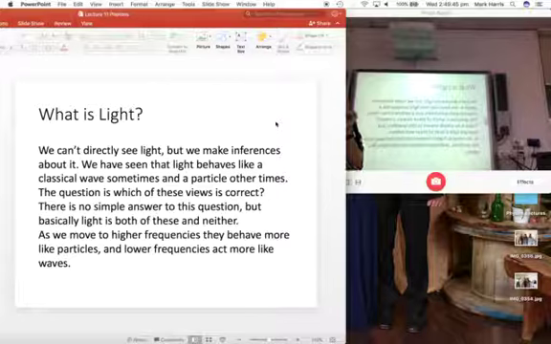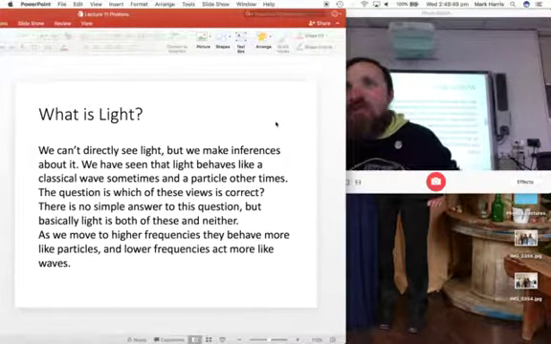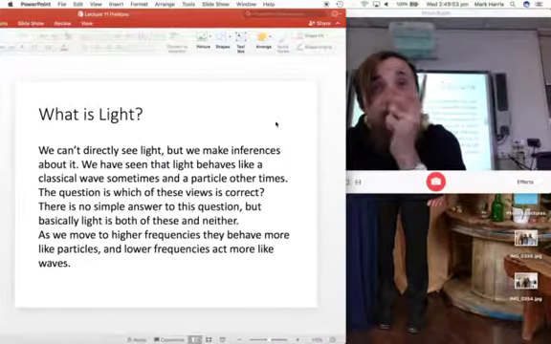Okay, so what is light? What have we discovered so far about the nature of light? Wiley, what is light? Is it a photon or is it a wave?